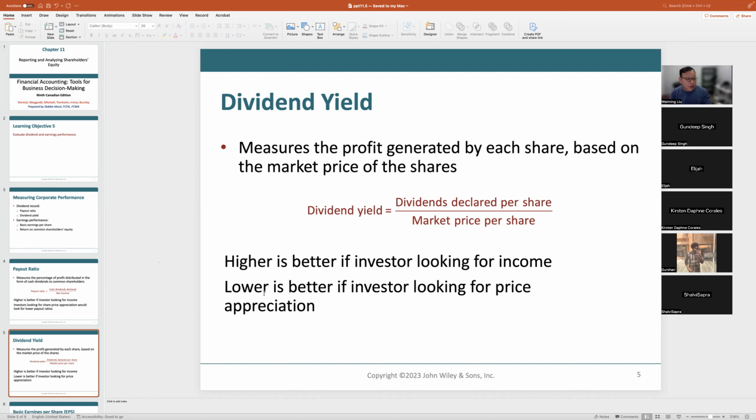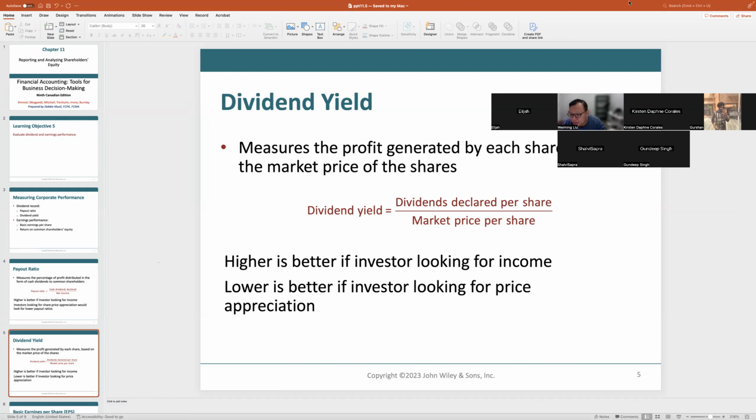Does anyone have any question? I just mentioned two concepts that are new to you. One is called payout ratio. The other one is dividend yield. Anyone?